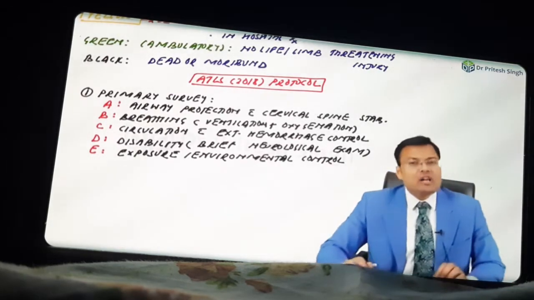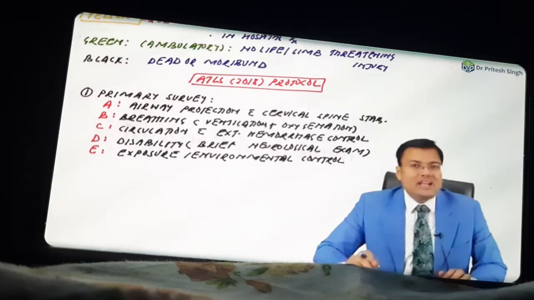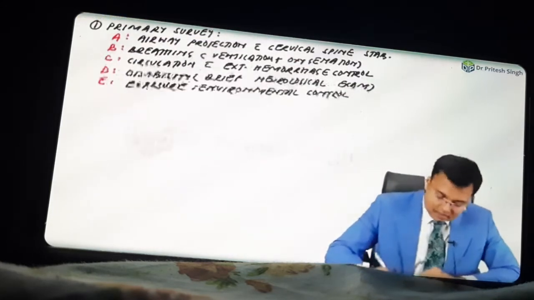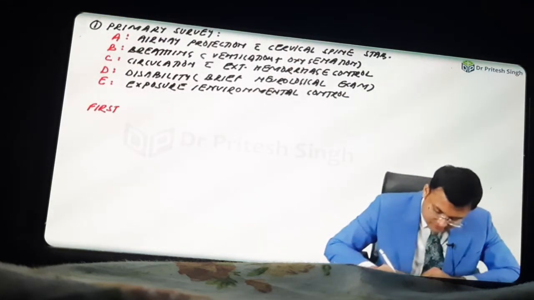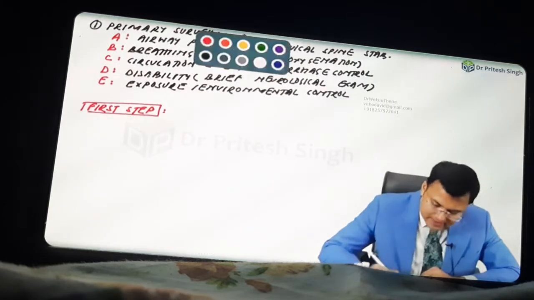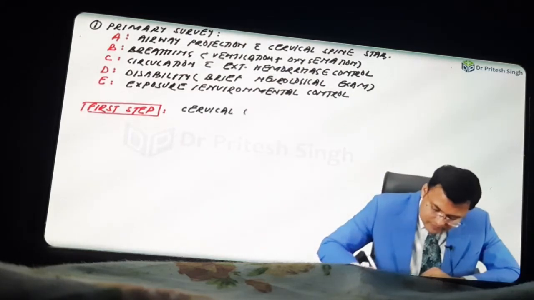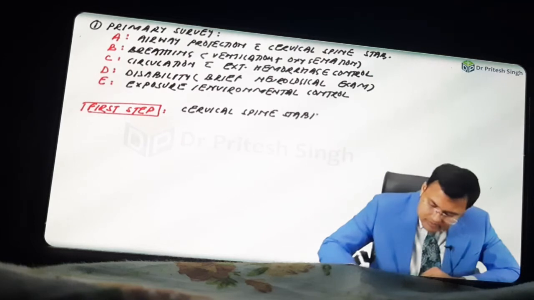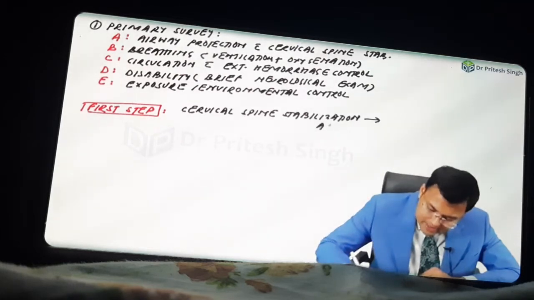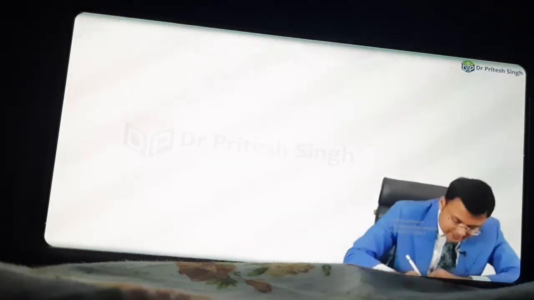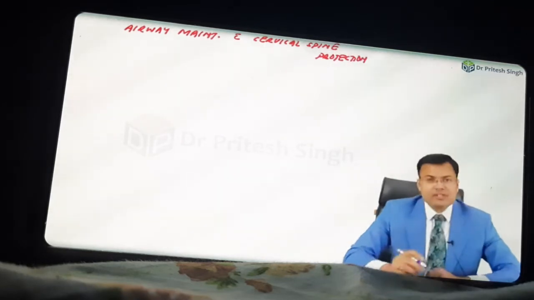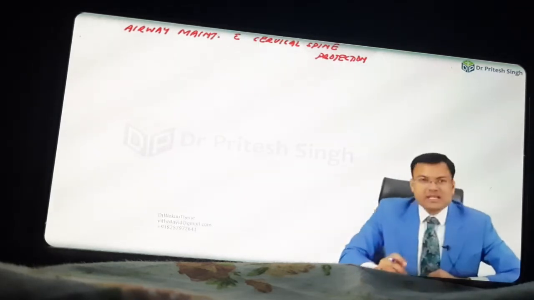One simple question. In all patients of trauma, cervical spine injury should be suspected, and that's why the first step is cervical spine stabilization, followed by ABCDE. So first step is airway maintenance with cervical spine protection. After cervical spine protection, we are going to assess the patency of airway. How are we going to assess the patency of airway? We ask the patient's name.